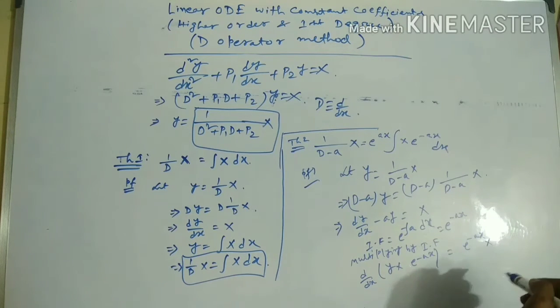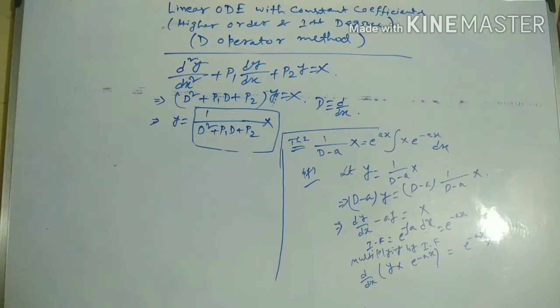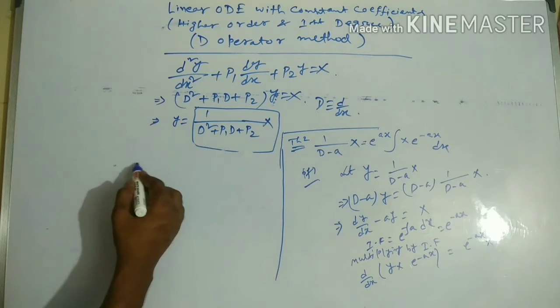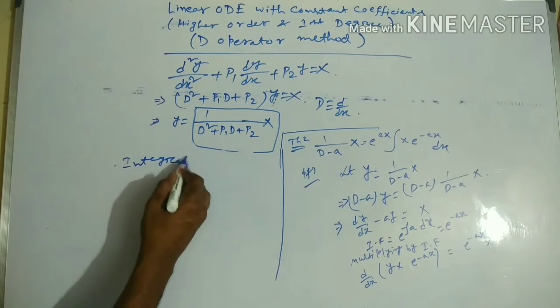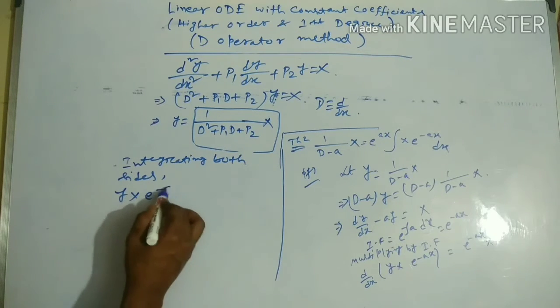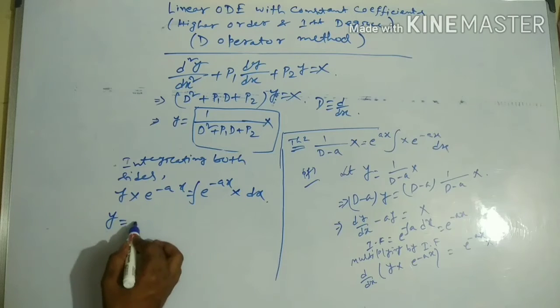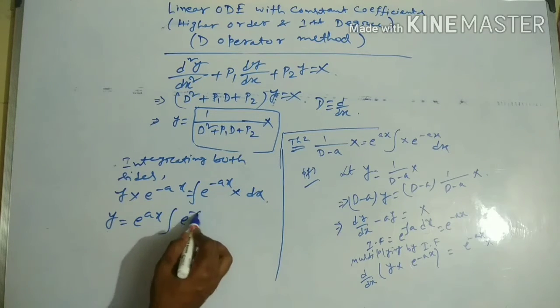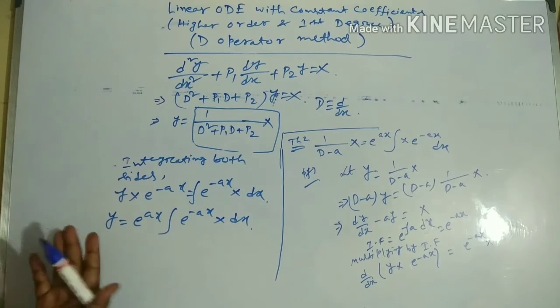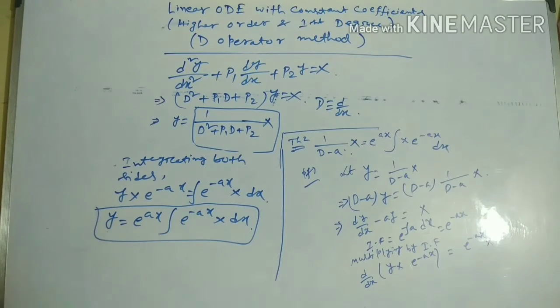I am writing on this side because on that side light is reflecting on the board. In the next step I am integrating both sides. We get y times e to the power minus ax equal to the integration of e to the power minus ax capital X dx. So y will be equal to e to the power ax times the integration of e to the power minus ax capital X dx, and y is our required 1 by D minus a capital X, and that is equal to this. So the theorem is proved. Now these two theorems are very important to find out PI.